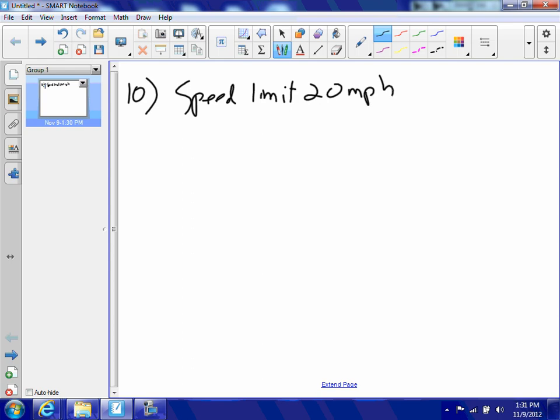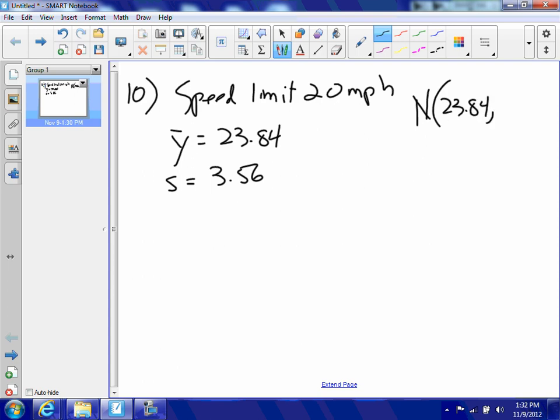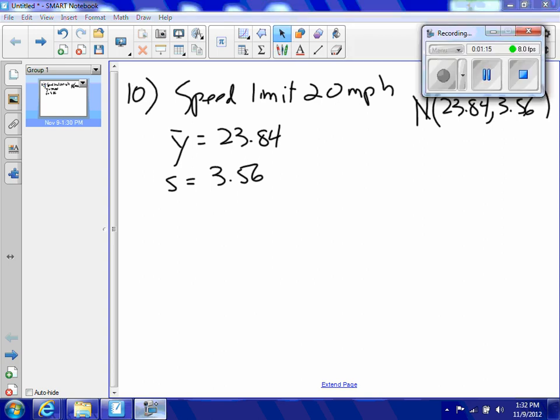The mean of 100 readings was 23.84. So our mean, well, actually it's not mu, that's the model symbol. Our mean, our y bar, was 23.84, with a standard deviation of 3.56. So I am dealing now with an N(23.84, 3.56). That is my model. That is the model that I'm dealing with.